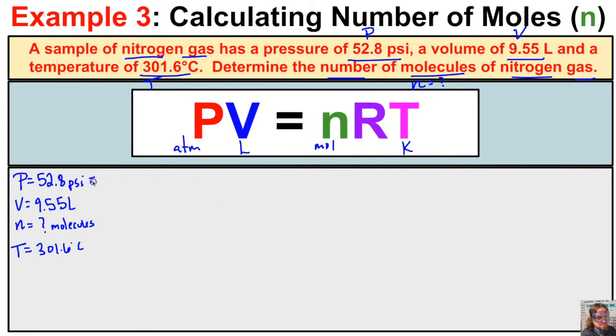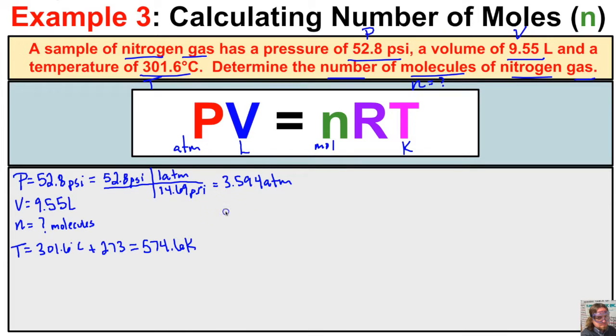So if we take a look, what we first have to do is convert this pressure from pounds per square inch into atmospheres. And so if we take a look, we have 52.8 psi. We know that 1 atmosphere is 14.69 psi from an earlier video. So we'll take 52.8, divide that by 14.69, and we end up with 3.594 atmospheres. If we take a look right here, our volume is in liters, which it needs to be, but our temperature needs to be converted into Kelvin. So we're going to add 273 to this. 273 plus 301.6 equals 574.6 Kelvin.